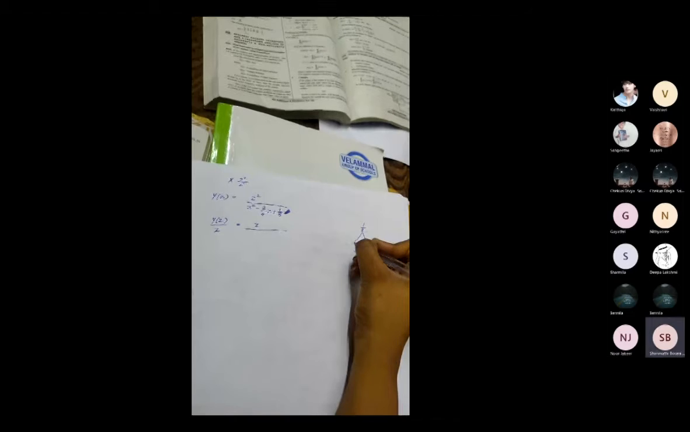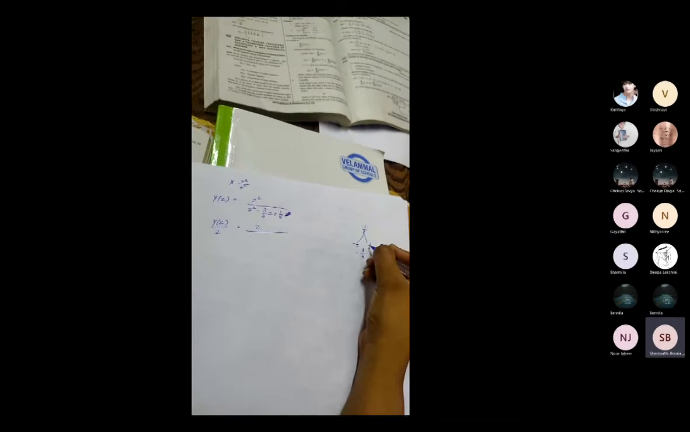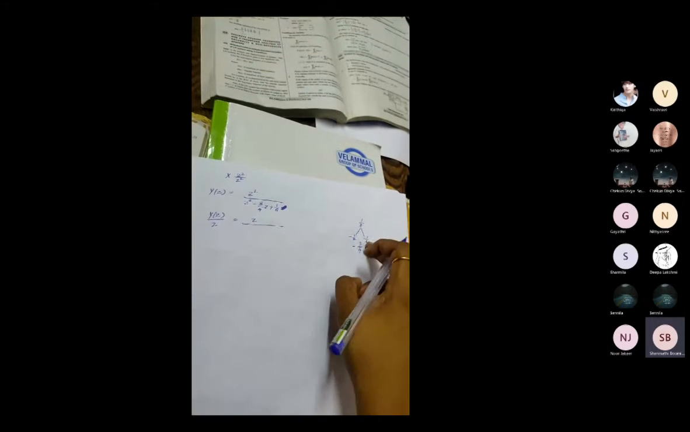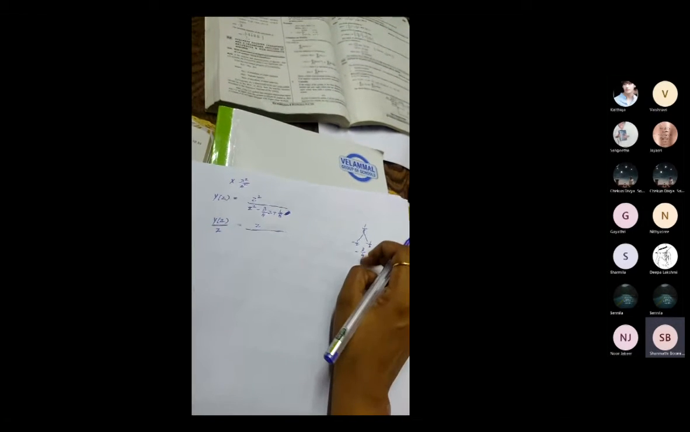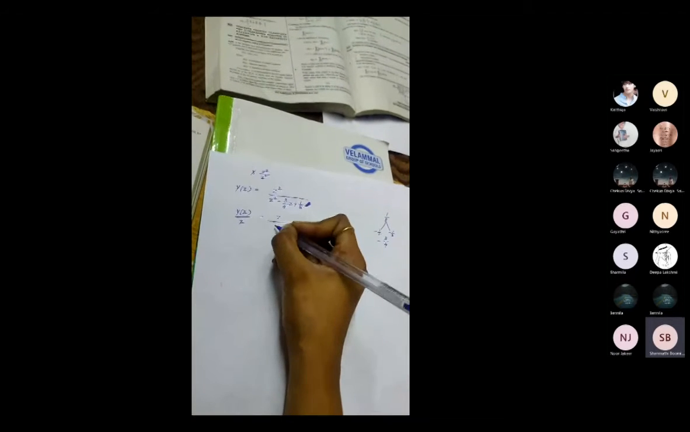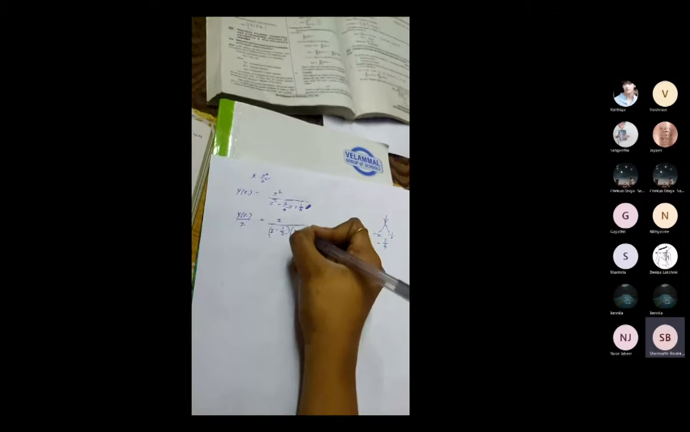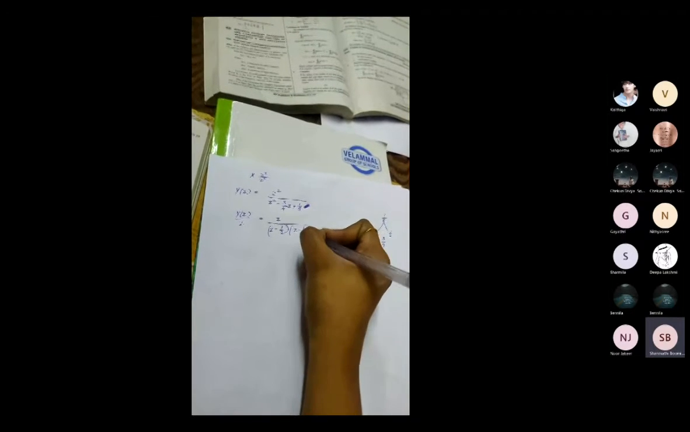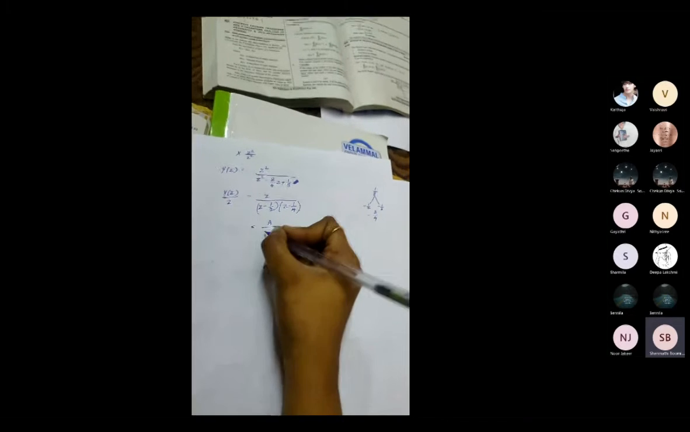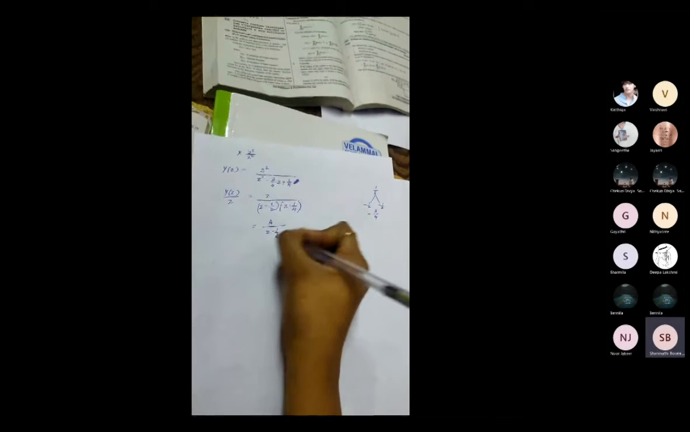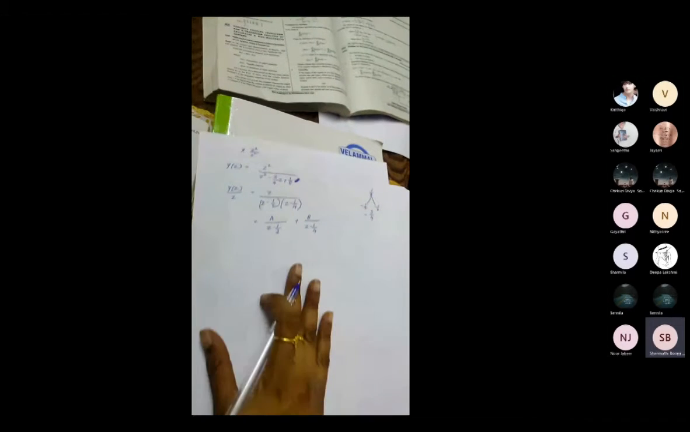So roots will be 1 by 2, 1 by 4. If you multiply you will get 1 by 8. So minus 1 by 2, minus 1 by 4, if you multiply you will get plus 1 by 8. If you add you will get minus 3 by 4. So substitute those roots. So you will get Z minus 1 by 2 into Z minus 1 by 4. Next you have to write the partial fraction: A divided by Z minus 1 by 2 plus B divided by Z minus 1 by 4.